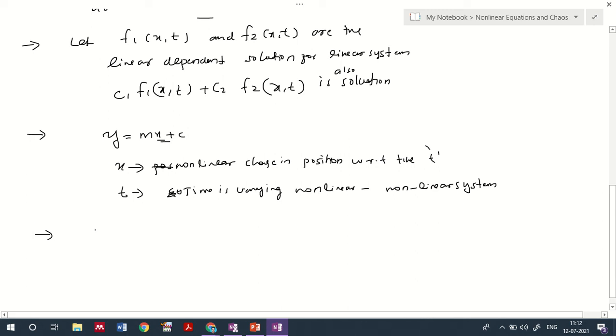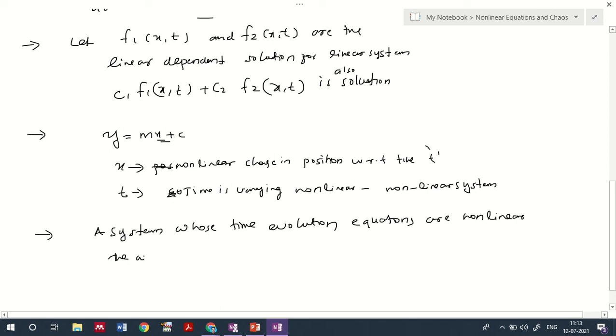So basically what I want to say is that a system whose time evolution equations are nonlinear, we call it a nonlinear system, okay.